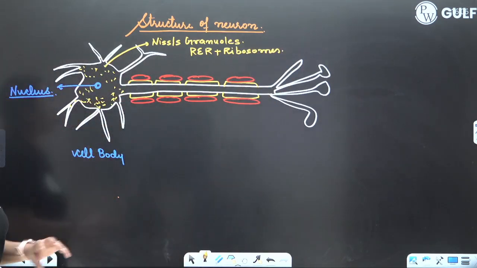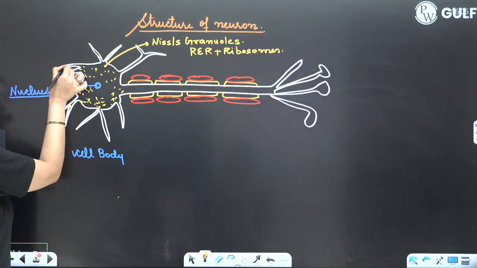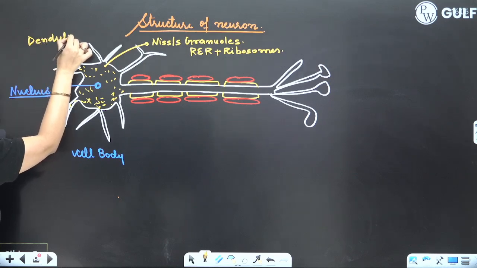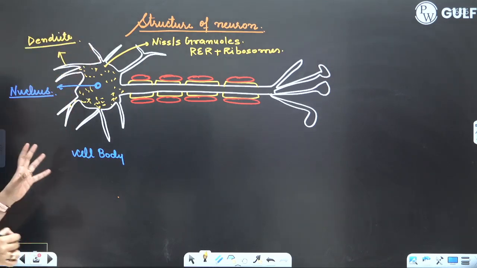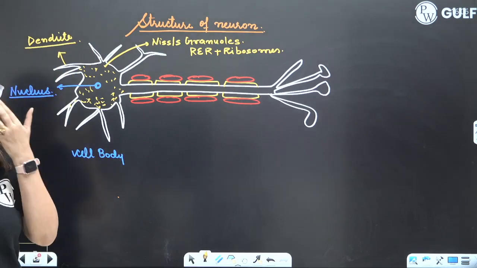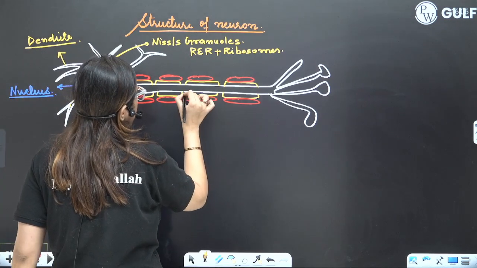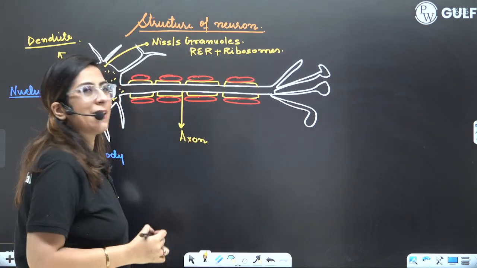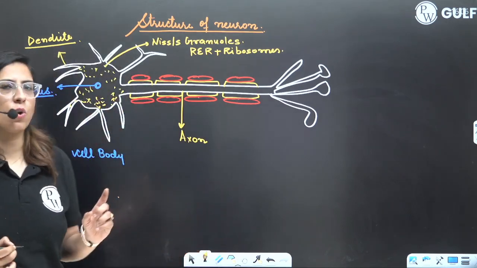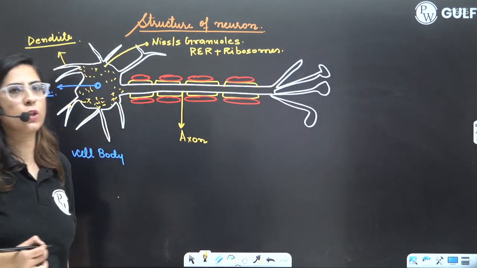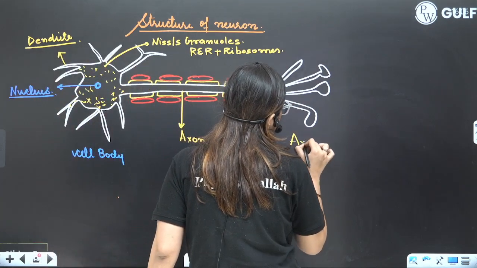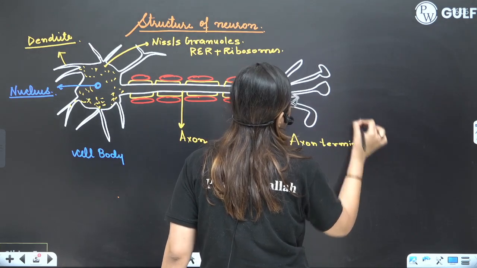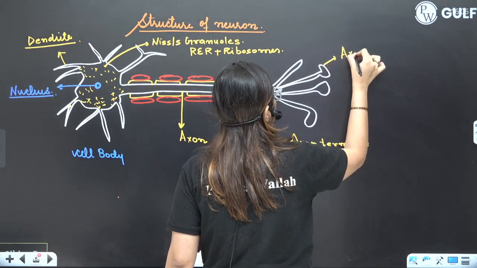Now in the cell body, you will see some processes, and these processes are termed dendrites. Some processes are coming out, dendrites. Now this particular white structure which you can see is termed the axon. One process is long, which is the axon. Ultimately, these are the axon terminals, and these are termed axon knobs.